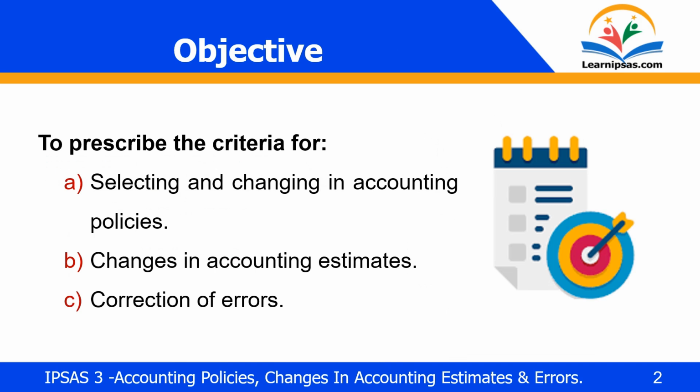The objective is to prescribe the criteria for selecting and changing accounting policies, changes in accounting estimates, and correction of errors. You may have seen in other IPSASs that they prescribe the criteria for recognition, measurement, presentation in financial statements, and how to disclose those accounting standards. But this one is a little bit different because it guides on how to select and change accounting policies, changes in accounting estimates, and how to correct those errors.